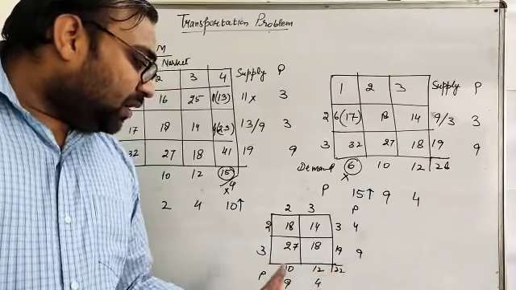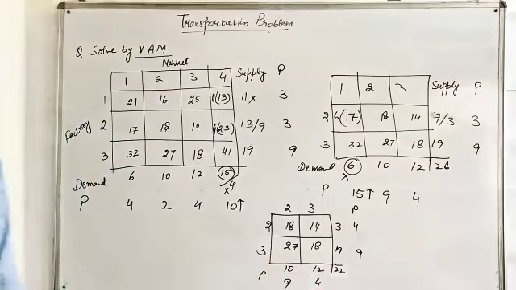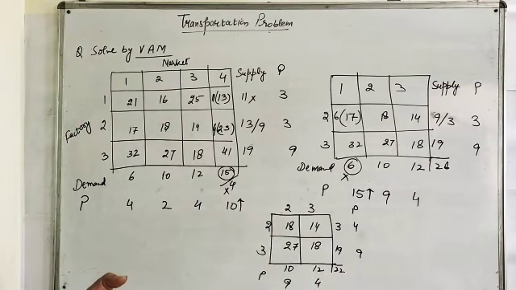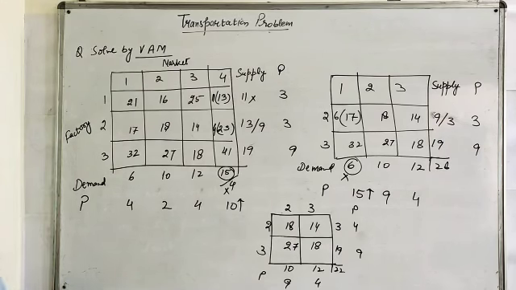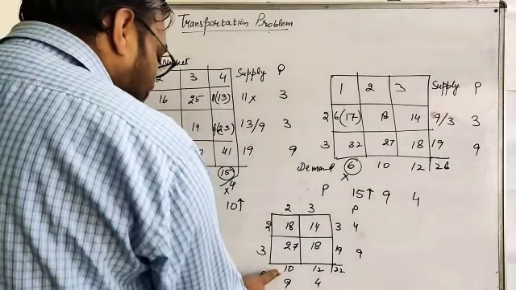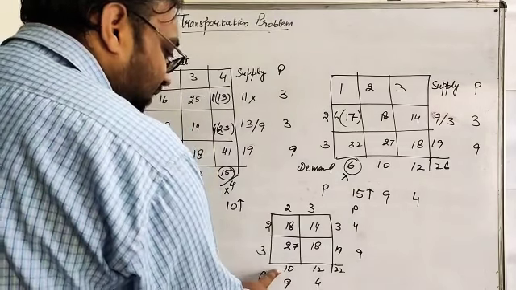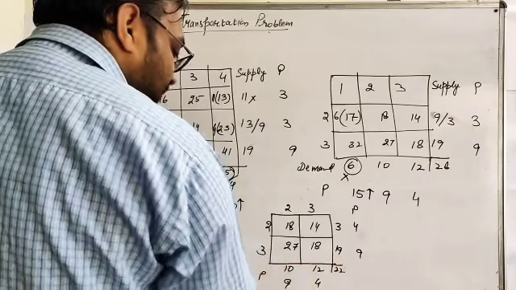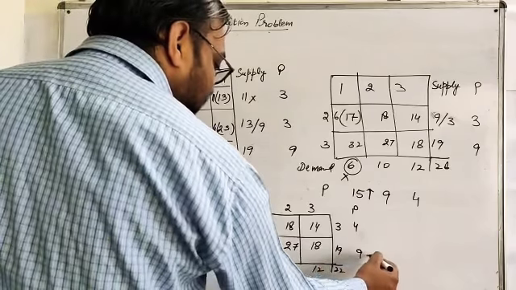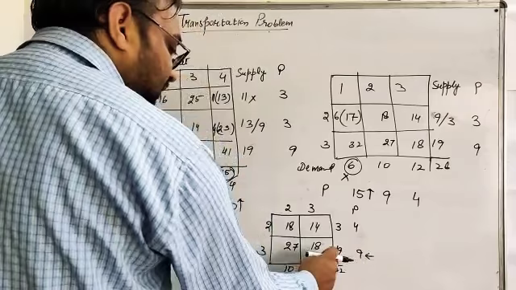So which penalty do we have to select? We have to select the penalty whose corresponding demand or supply is maximum. So the demand for this penalty is 10 and the supply for this penalty is 19. So what is maximum from 10 and 19? This 19 is maximum. So we have to fulfill this 19 first.